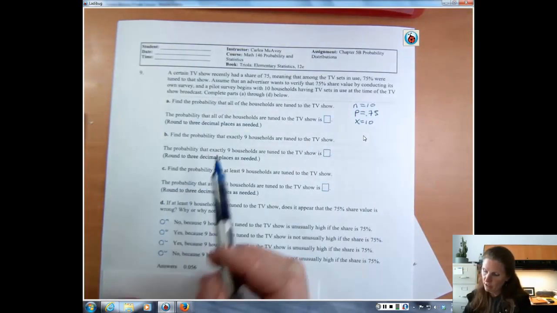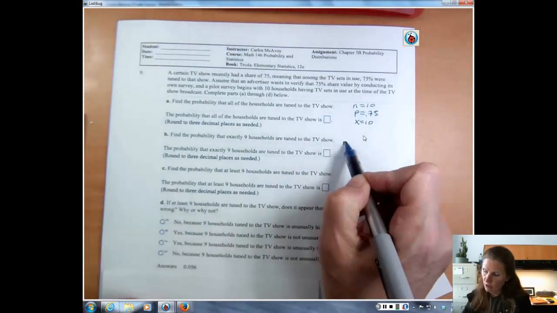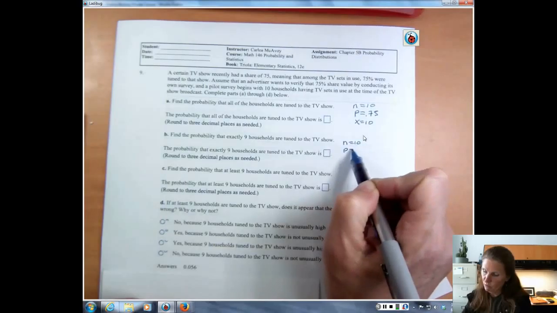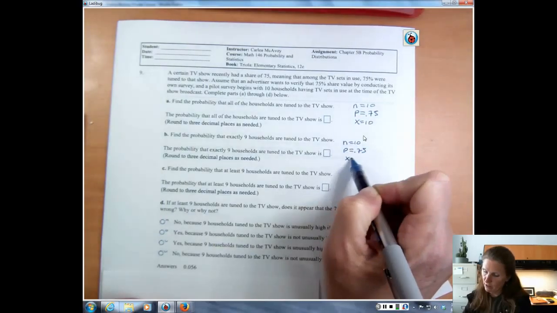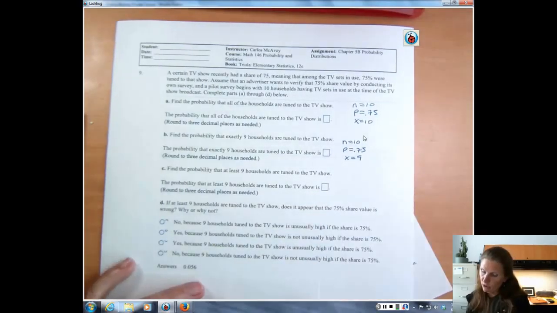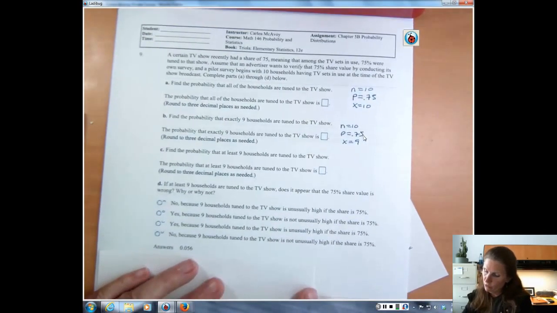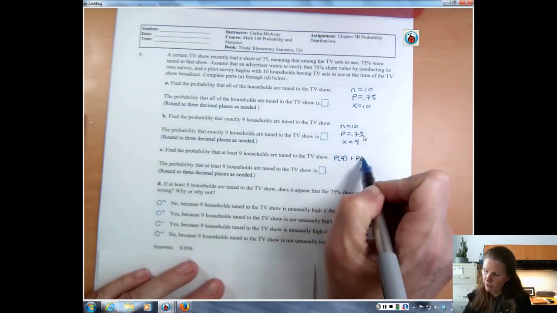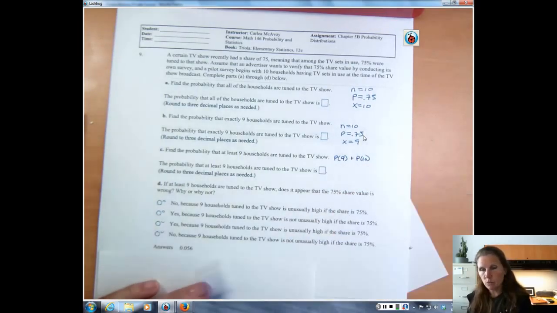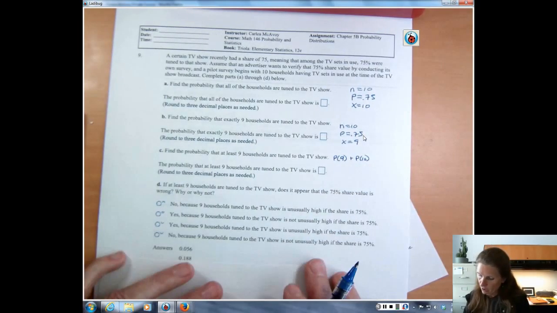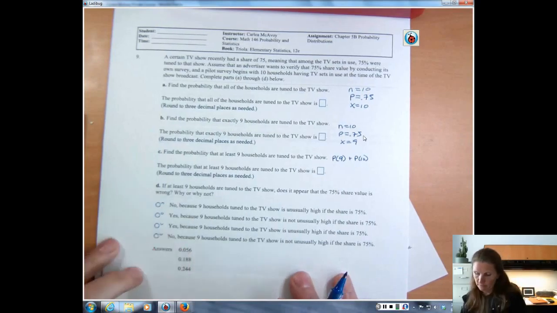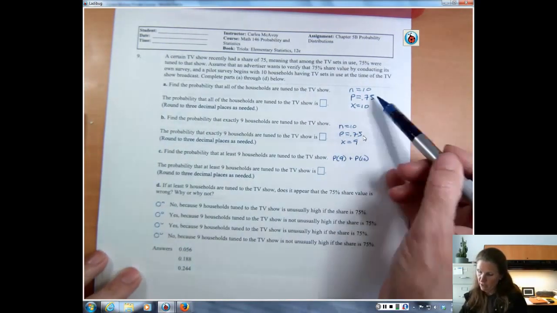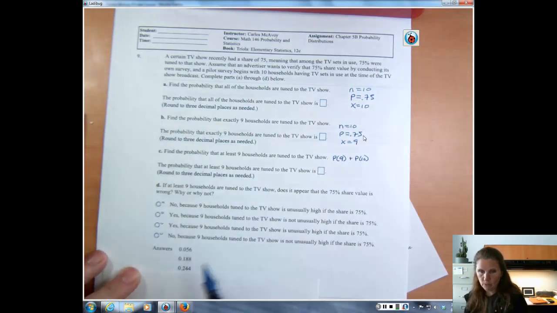Find the probability that exactly 9 households. We still have that same information, but now we're looking for exactly 9. And if we're looking for at least 9 households, we're looking for the probability that 9 are watching and the probability at 10, because at least 9 means 9 plus 10. Oh, so there's your probabilities. When you get the 9 and the 10, you just add those together to get this one.